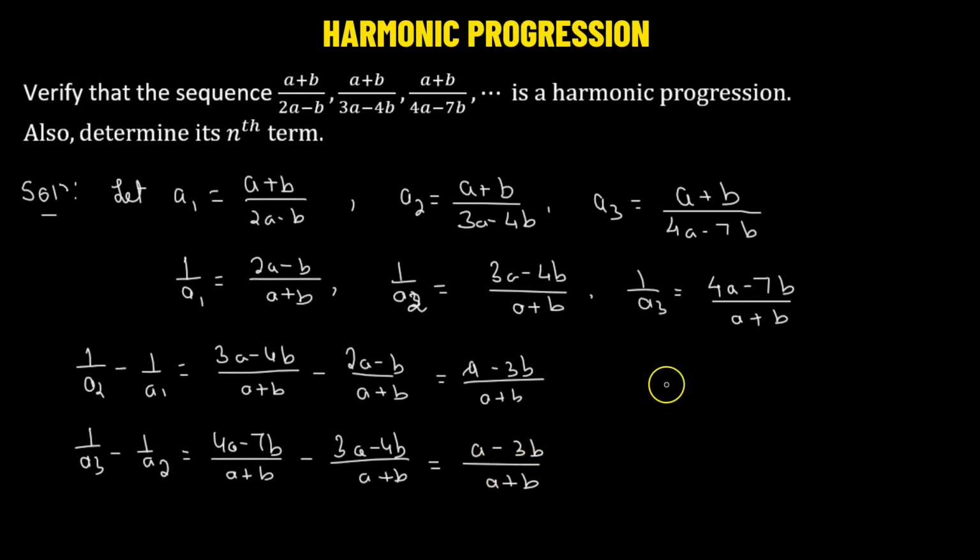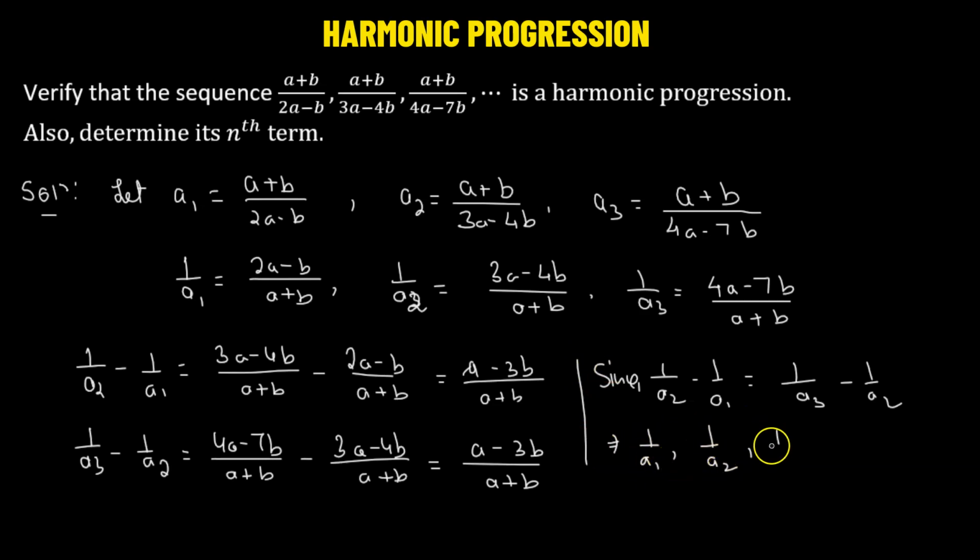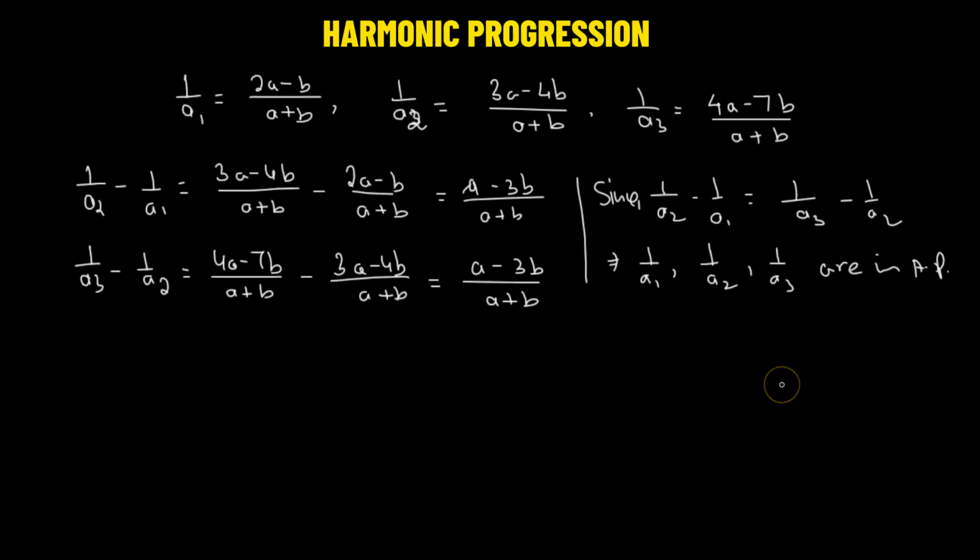Now clearly we observe here that 1 over a2 minus 1 over a1 is equal to 1 over a3 minus 1 over a2. So this particular condition tells us that 1 over a1, 1 over a2, 1 over a3, these three numbers are in arithmetic progression. So if they are in arithmetic progression, then their reciprocals a1, a2, a3 are going to be in harmonic progression. So we can now extend the sequence.